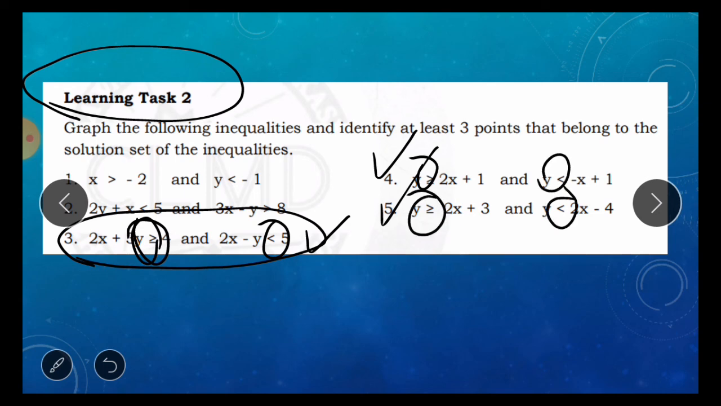Okay, then test a point. After testing a point, you will know which part will be the solution. Then shade that part. Then do the same procedure for the second given. Then find at least 3 points that belong to the double shaded area, or to the solution set of the inequalities. Okay, so that's all for today.